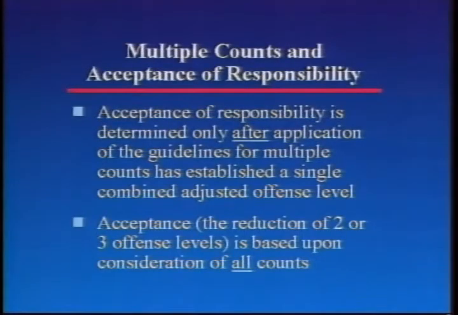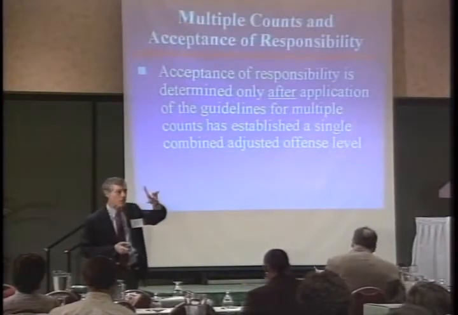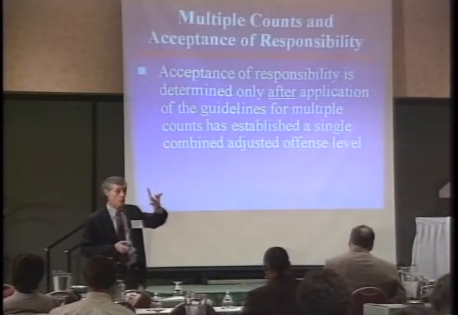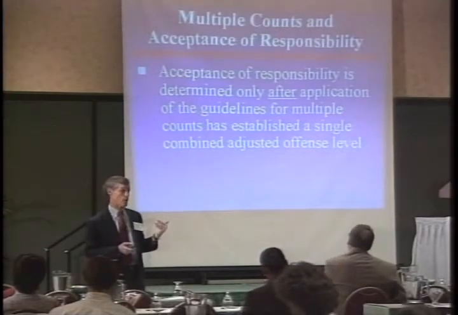And the final thing I want to make a point is that acceptance of responsibility is done after you come up with this number. So on that set of facts, we just came up with that one offense level for all those multiple counts. You then, from that point, say, is this guy going to get 2 or perhaps 3 levels off for acceptance of responsibility?